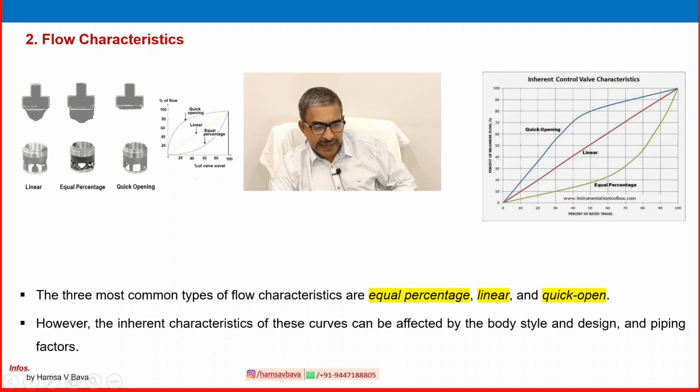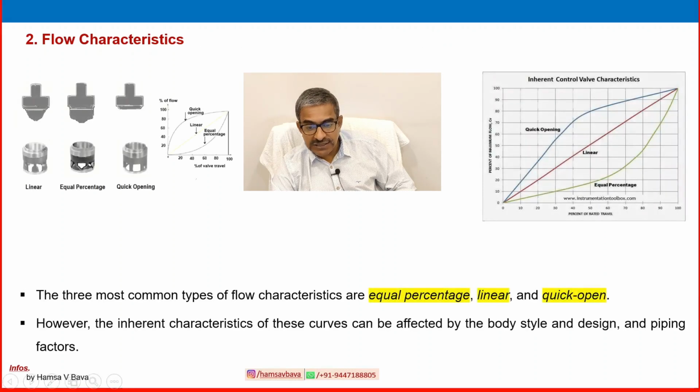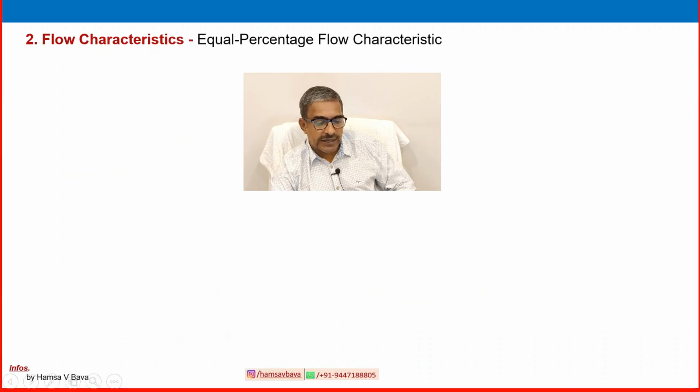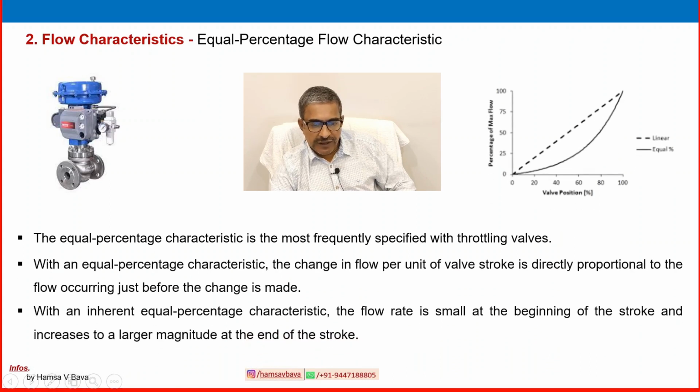However, the inherent characteristics of these curves can be affected by the body style, design and piping, etc. So all these factors can affect the inherent characteristics. The first one is equal percentage flow characteristic, which we are discussing now. The equal percentage characteristic is most frequently specified with throttling valves, that means control valves. The graphical representation is the ideal one here, and this is the equal percentage opening.